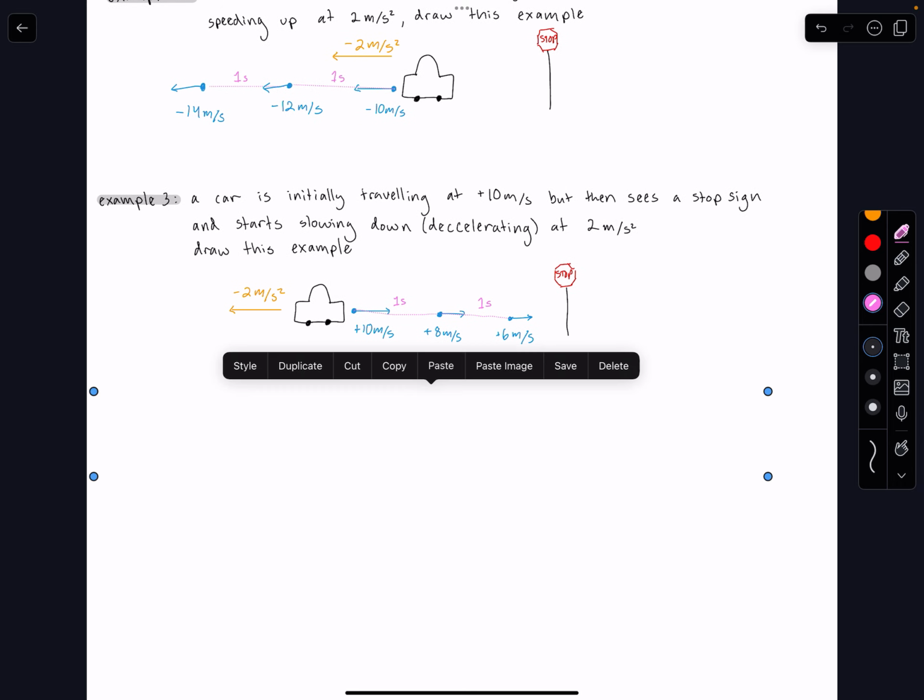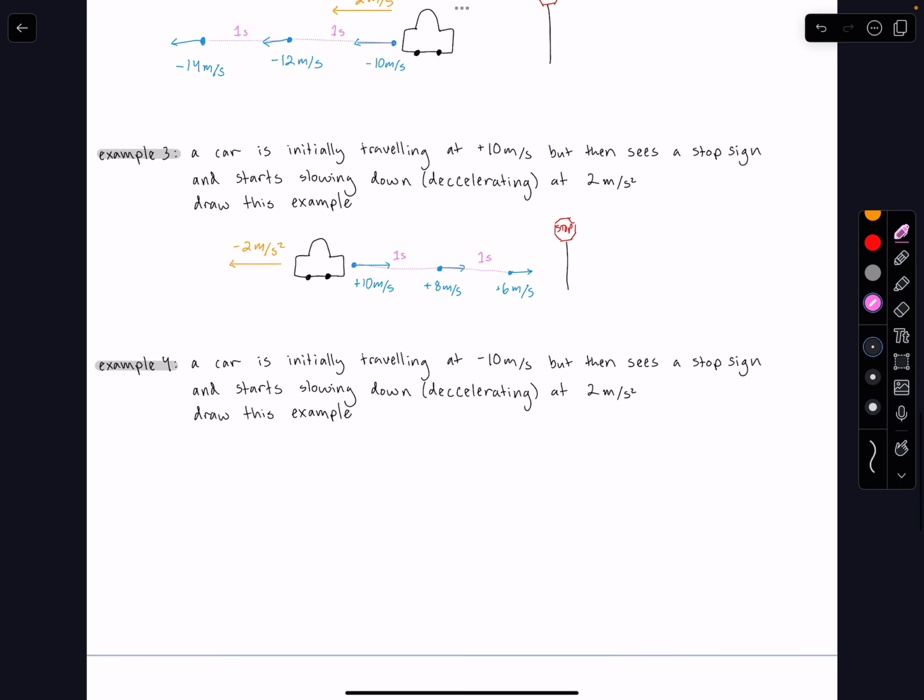So the last example is example 4, pretty similar to example 3. A car is initially traveling at negative 10 meters per second, but then it sees a stop sign and starts slowing down, decelerating, at 2 meters per second. Let's draw this example. So this time the car is going in the opposite direction. It's going to the left. So let's draw this car here. It's initially heading in this direction at negative 10 meters per second.